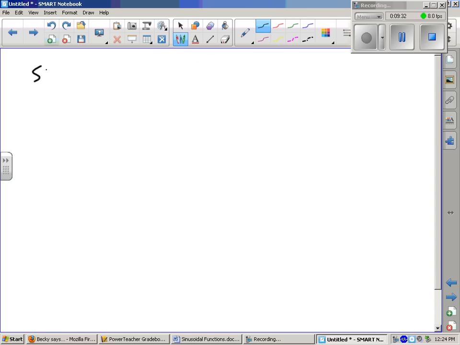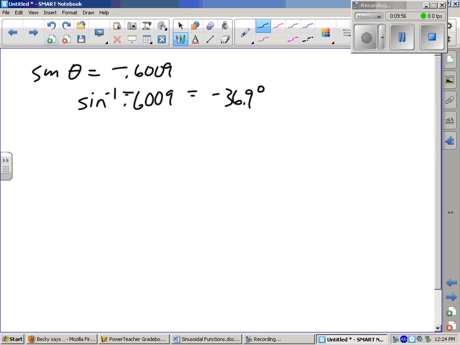All right, let's try another one of those. Let's say that the sine of theta is negative 0.6009. Okay, and the directions are still the same, between 0 and 360, so we're still in degree mode. So I want to do inverse sine of negative 0.6009, and I got negative 36.9 degrees.